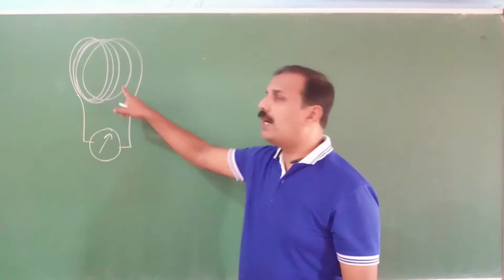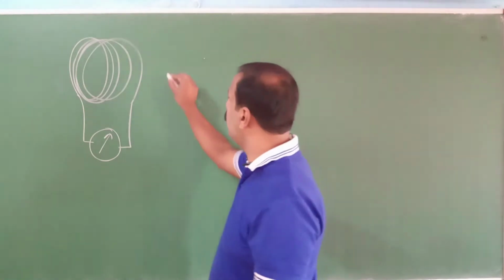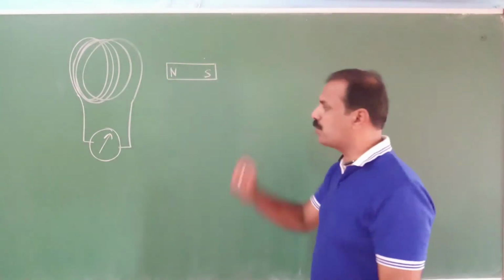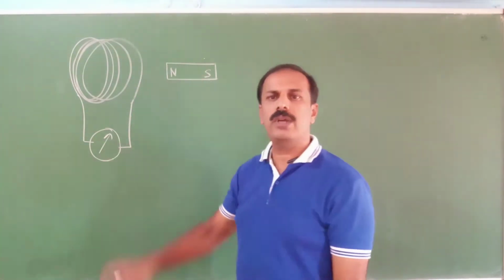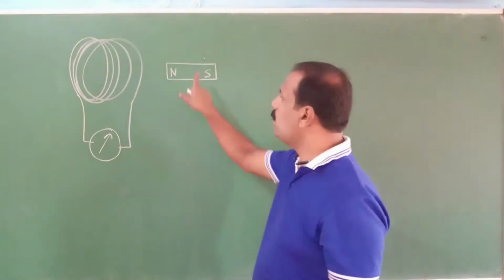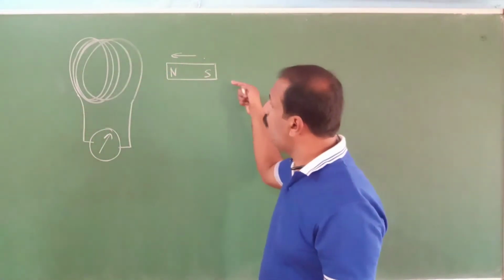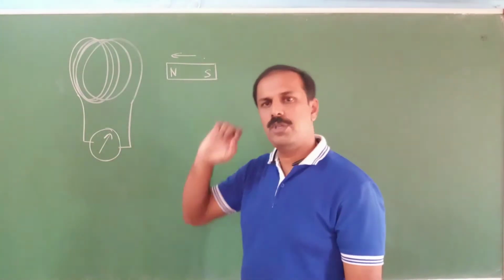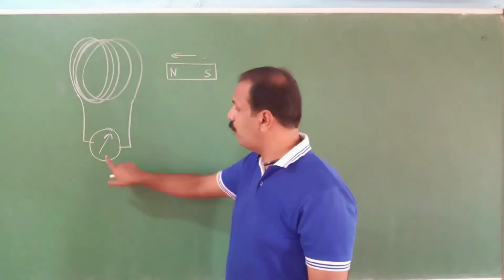Then the next part of the experiment: this coil is connected to the galvanometer and they kept a magnet near to it, north and south, like this. In 10th standard you studied, when you keep a magnet near to a coil, nothing is going to happen. This will not show any deflection. Now, in the same experiment, if you move the magnet towards the coil, this galvanometer will show a deflection.